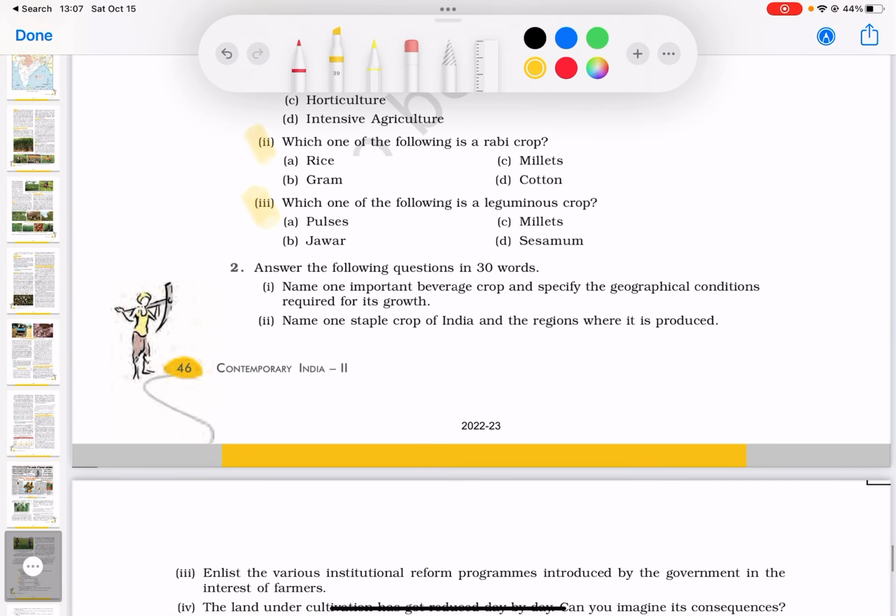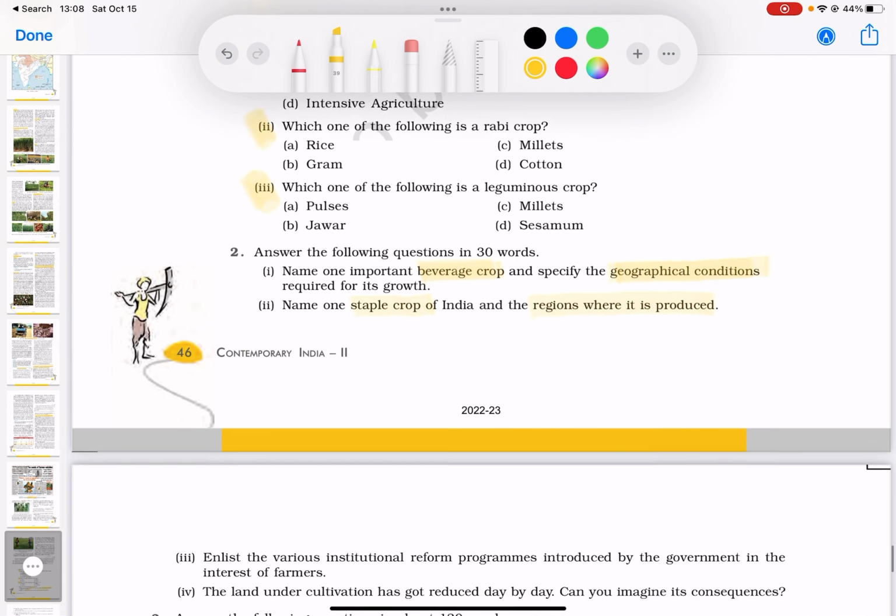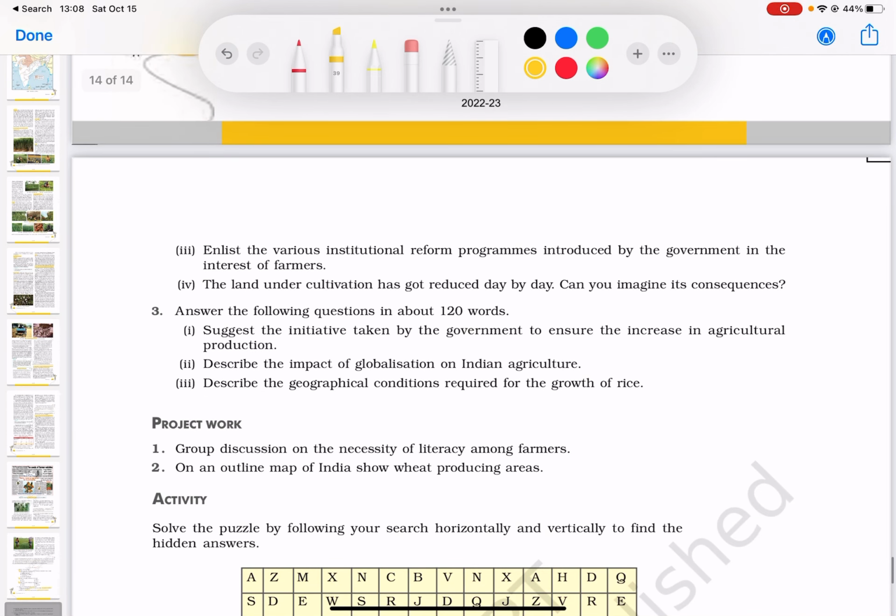Then let's look at part 2, short answer questions. Name one important beverage crop and specify the geographical conditions required for its growth. So you could replace this beverage with any other thing and the conditions for its growth. That is one. Then name one staple crop of India and the regions where it is produced. So this is a question related to the major crops. Then you have: enlist the various institutional reform programs introduced by the government in the interest of the farmer. So you are expected to know what these are and be able to write them down.